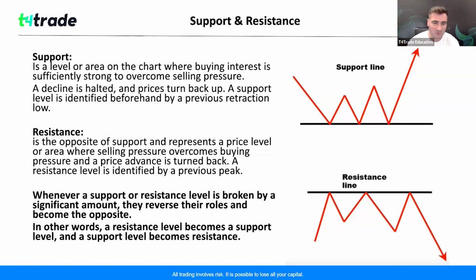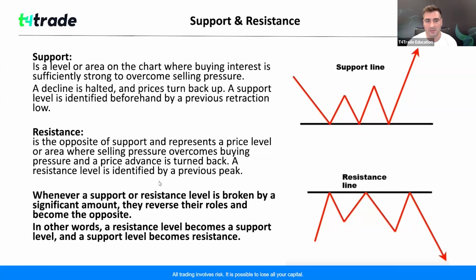You see this kind of battle in financial markets all day long. So we're talking about a tug of war. We have the bulls and the bears pulling the rope one to their direction or the other. Okay, so who wins is dictated upon who is the stronger one and how much resolve they have in their assessments. Okay, so resistance is the opposite of support, and it represents a price level or an area where selling pressure overcomes buying pressure. Okay, and the price advance is turned back.